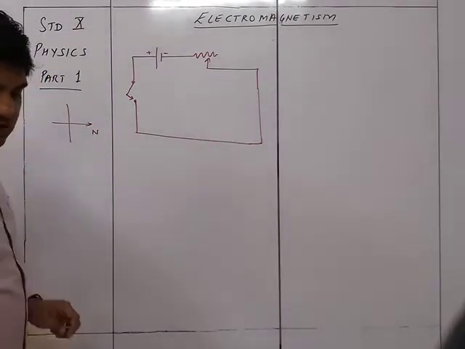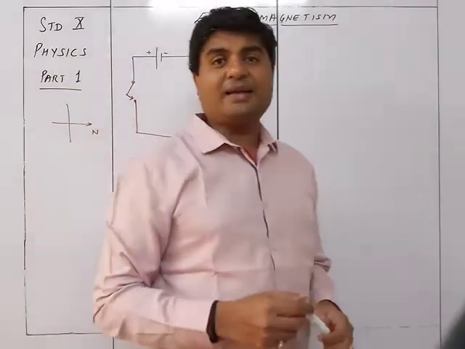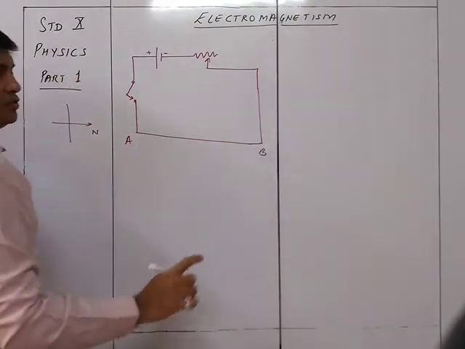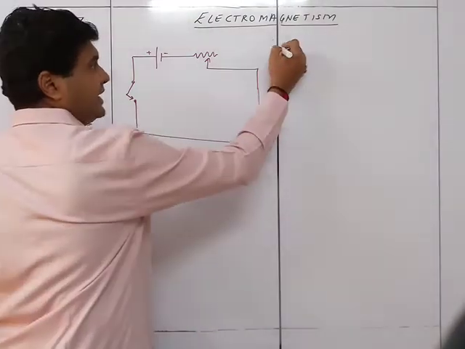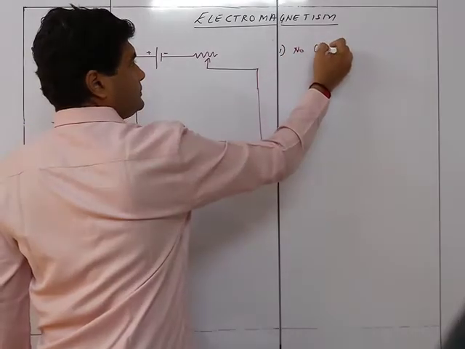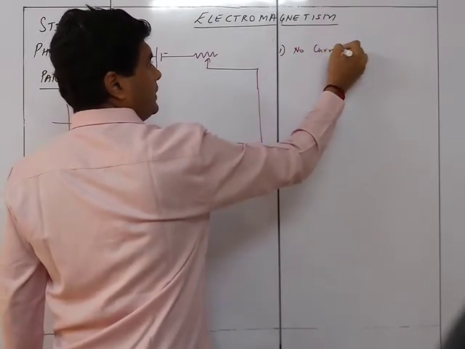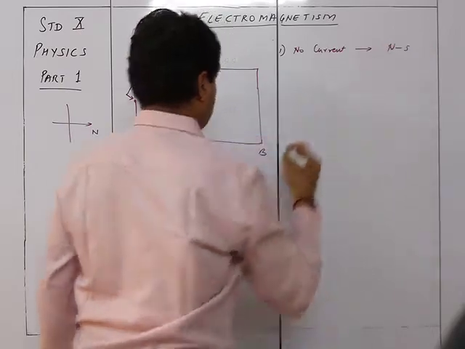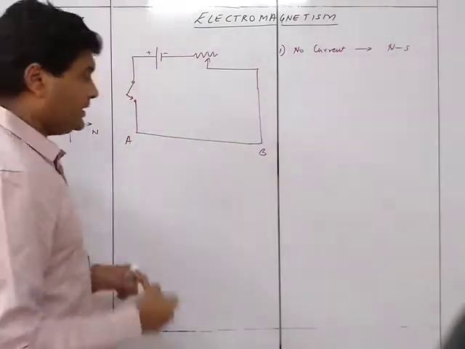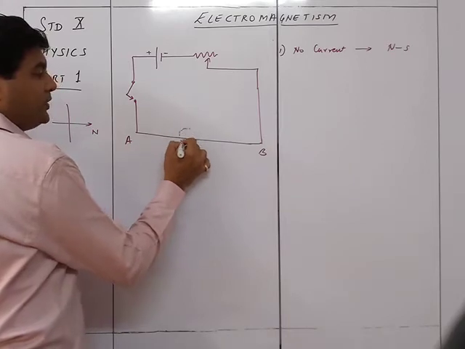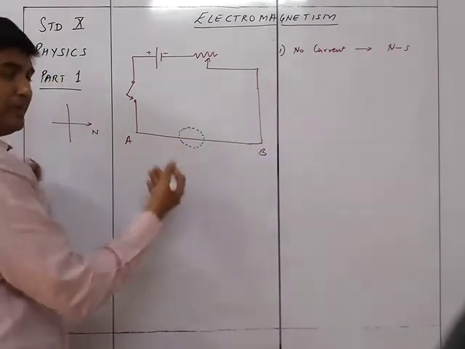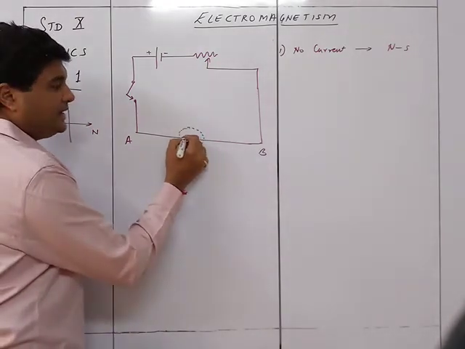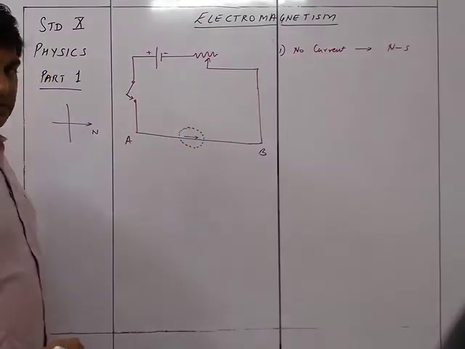In this particular condition, if I place a magnetic compass under this wire, which is named AB, the current is not flowing over here. So the first condition is no current. Then the needle is going to show the north-south direction. Because the needle is underneath, I am showing it dotted so that you can know that it is below the wire. It is seen that it shows the north-south direction like this.